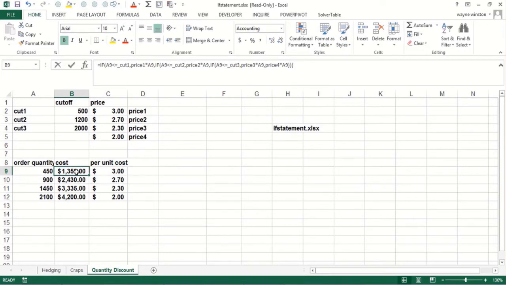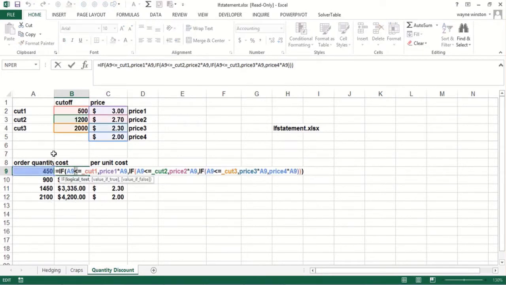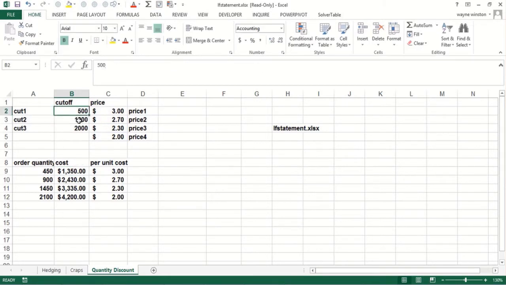Well, let's take a look at this formula here. I've done range names, so Cut1 through Cut3 name column B, and Price1 through Price4 name column C. In a straightforward fashion, you would say, if the order quantity is less than the first cutoff, you pay the first price per unit. If that's not true, check if the order quantity is less or equal to the second cutoff, then pay the second price per unit. If that's not true, check if the order quantity is less or equal to the third cutoff, and pay the third price per unit. If none of those are true, then you've ordered more than 2,000, and you should pay the fourth price per unit. And that's what this formula does.